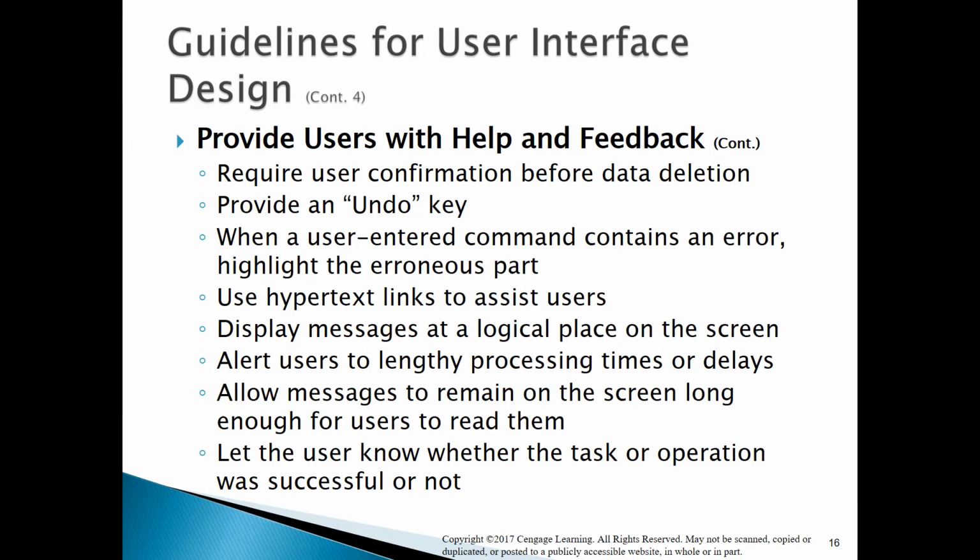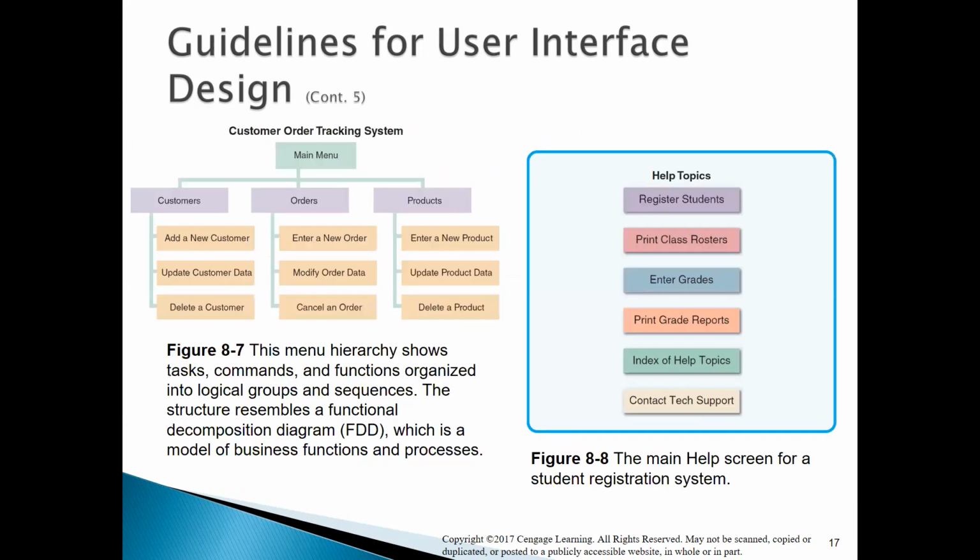Undo. When a user-centered command contains an error, highlight the erroneous part. We just talked about it. When something goes wrong, it goes red in color. Erroneous part. Use hypertext links to assist users. Display messages at a logical place on the screen. Alert user to lengthy processing times or delays. Allow messages to remain on the screen long enough for users to read them. Let the user know whether the task or operation was successful or not. So these are some of the things in which you can provide the user with help and feedback.